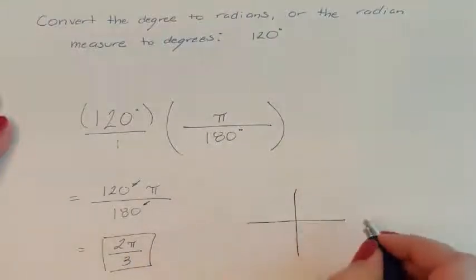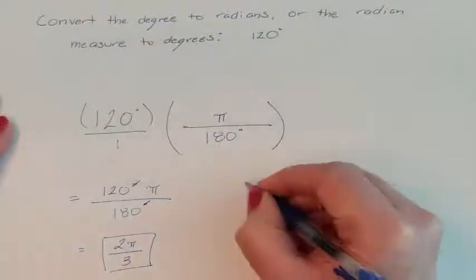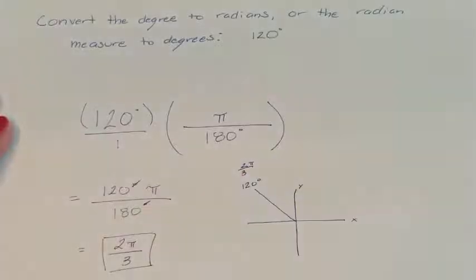So if you found 120 degrees on the circle, that is the same thing as 2/3 pi. So here is our xy axis. 120 degrees is about here. So 120 degrees is the same exact thing as 2 pi thirds.